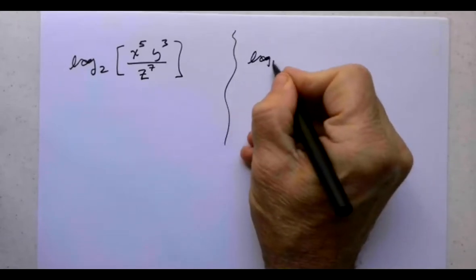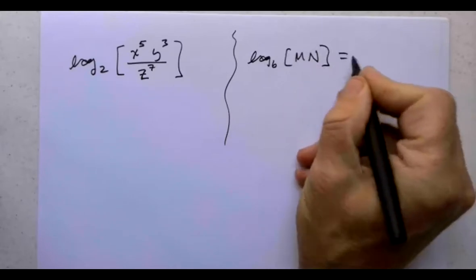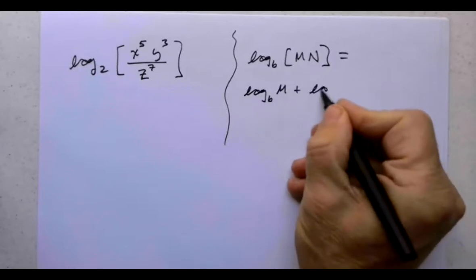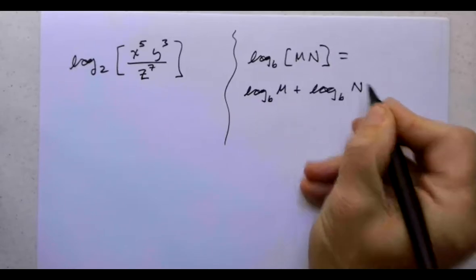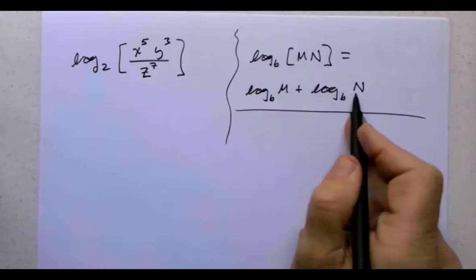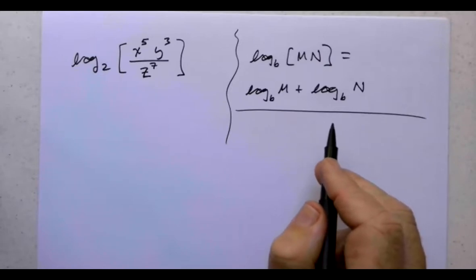Log base b of m times n, so the log of the product, is simply log base b of m plus log base b of n. So again, logs turn multiplication into addition. They do not turn addition into multiplication. So that's important to remember.